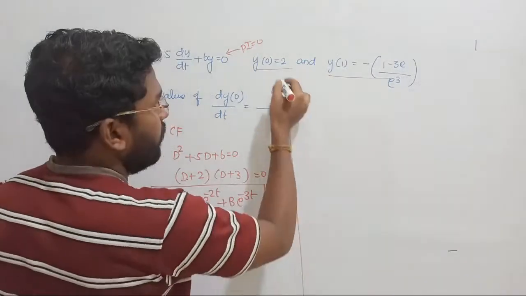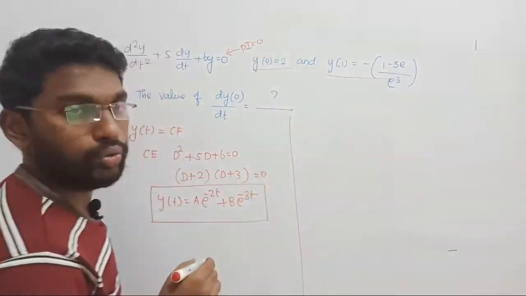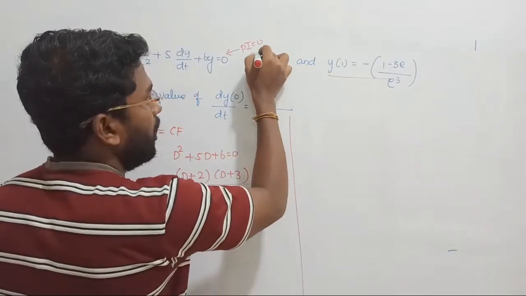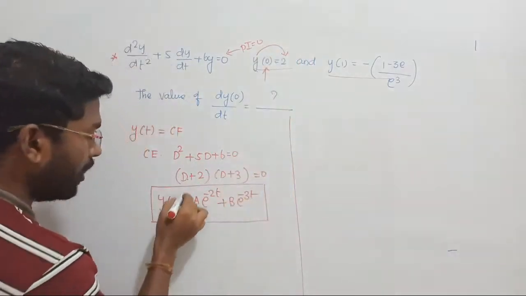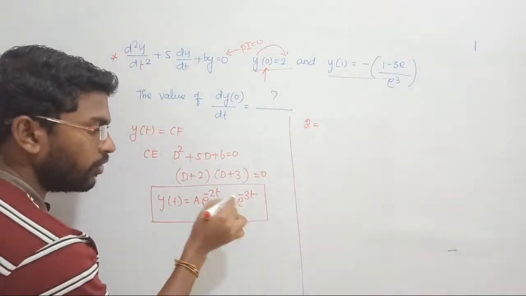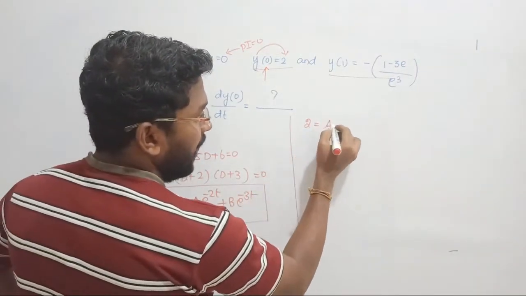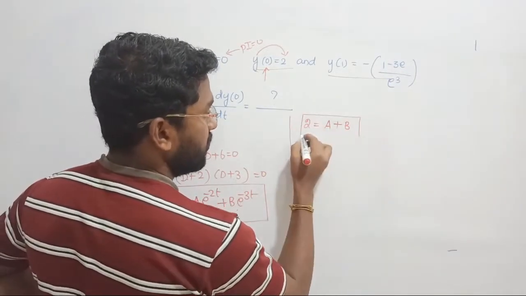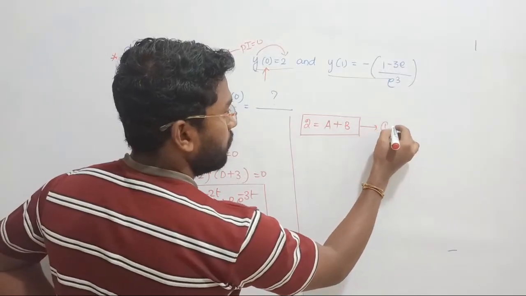Fine. Let's see. The first condition is given as y of 0 equal to 2. Substitute that. y of 0 means t equal to 0, where y is equal to 2. So the value of y is 2 at t equal to 0. If you put 0 for t, e power 0 is 1, e power 0 is 1, such that a into 1 plus b into 1, so a plus b equal to 2. First condition. Treat this one as your equation number 1.